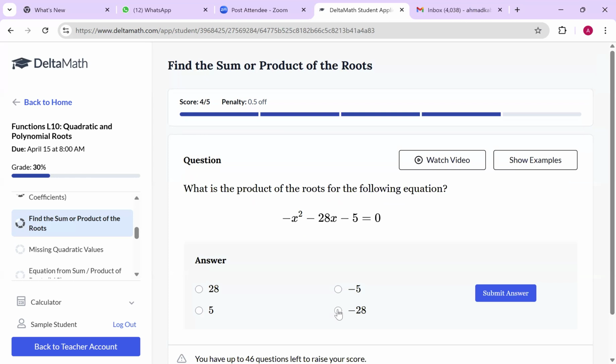Again, divide by negative 1 or multiply by negative 1. So x squared plus 28x plus 5 equals 0. Here they want the product, so we just take the C with the same sign. So positive 5.